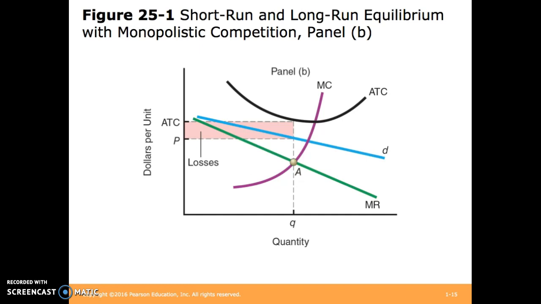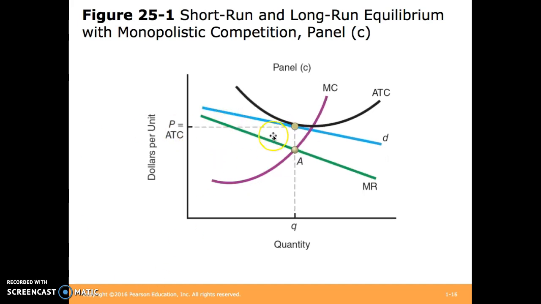Similarly, here's an economic loss situation. Again, we're producing where marginal revenue equals marginal cost. However, our average total costs are higher than our demand curve or our average revenue curve. And so we experience a loss per unit here multiplied by the quantity sold here to get our total loss.